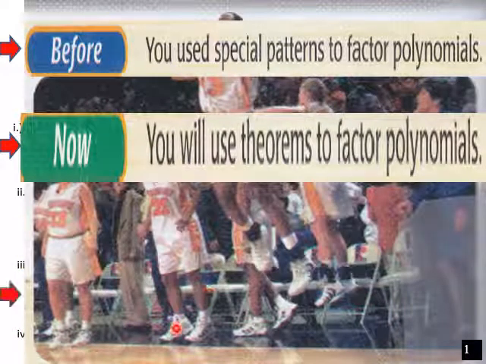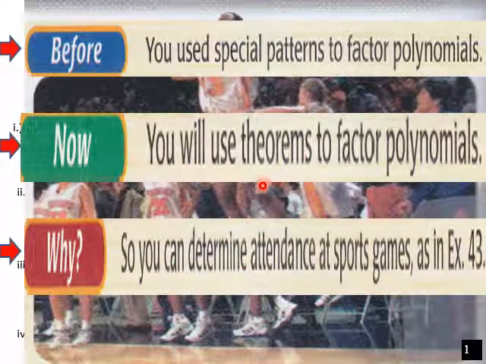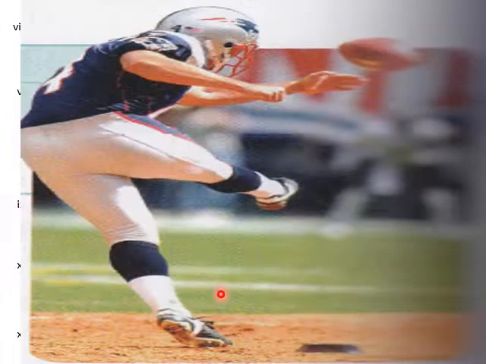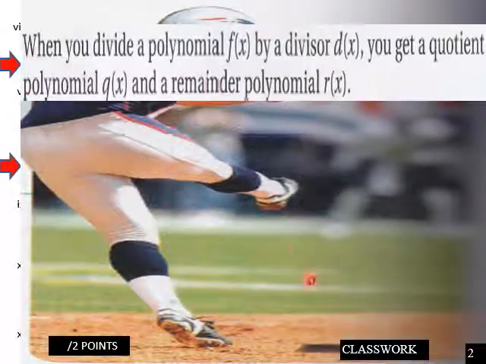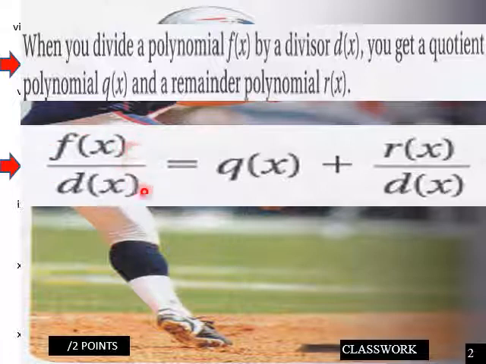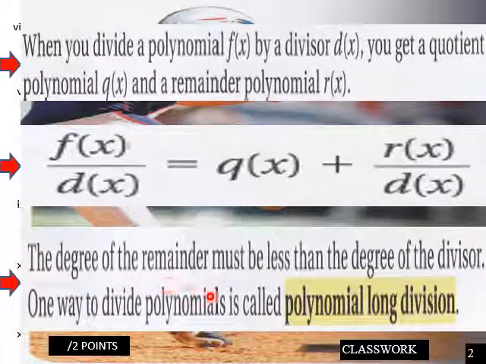Okay, use special patterns to factor polynomials. You will use theorems to factor polynomials. So we have, and this is on your class worksheet, students, when you divide a polynomial f of x by divisor d of x, you get a quotient q of x and remainder r of x. Okay, so we have a situation here where we're dividing f of x by d of x. We get q of x plus r of x over d of x. So the degree of the remainder must be less than the degree of the divisor. So r of x, the degree has got to be less than d of x.